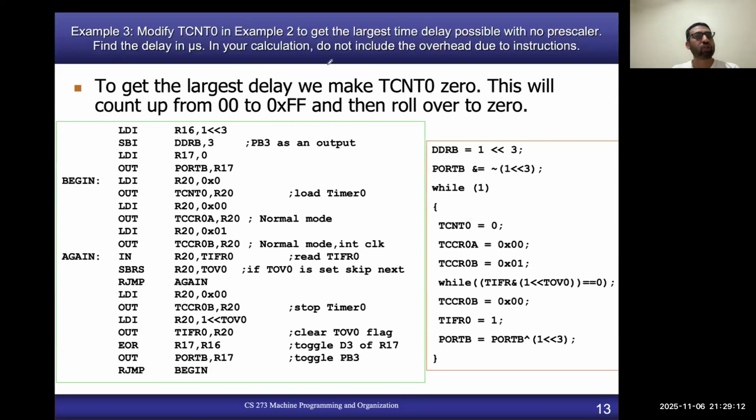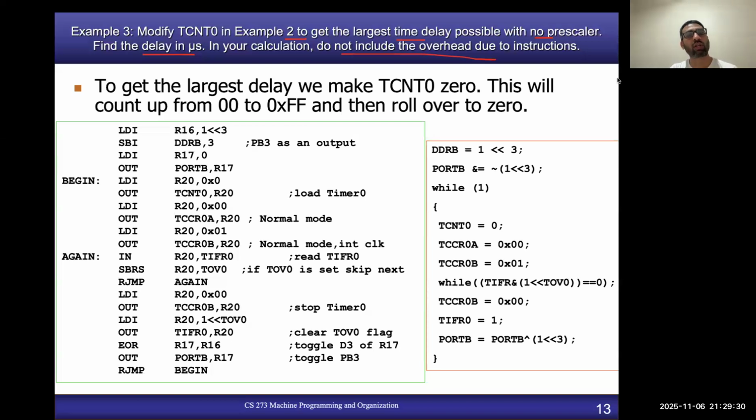So now we need to modify the example such that we can get the largest time delay possible with no prescaler, which basically means we use the same frequency as applied to the AVR microcontroller, and we need to find the delay in microseconds. Your calculation does not include the overhead due to the instructions.